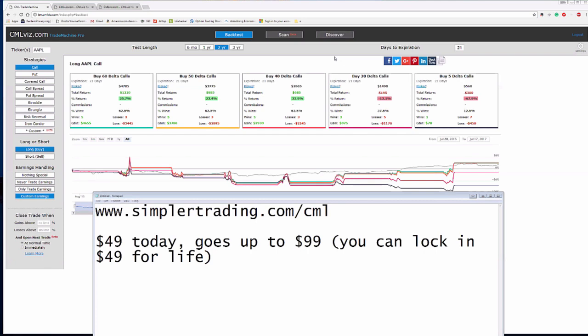Some people just like to buy options. Like, okay, I'm only going to buy a call. That's all I'm going to do. It's like, okay, great. Well, go through and test and see which stocks buying a call works on. How far out should you go? Which deltas should you use?